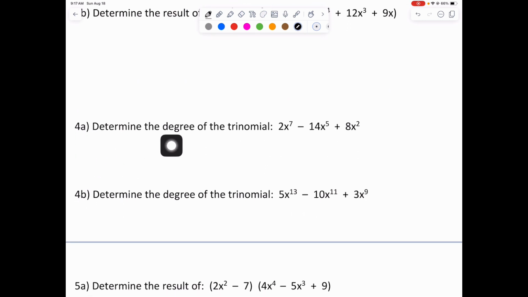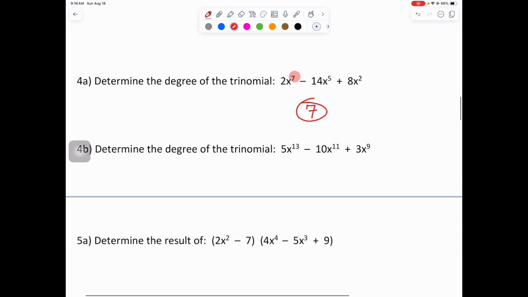All right, 4A, determine the degree of the trinomial. 2x to the 7th minus 14x to the 5th plus 8x squared. Very simple one for us on this one, guys. We're just looking for the greatest exponent. In this case, it's a 7. So our answer is 7. And yes, they even gave you a practice for this one, even though I'm 100% certain that everyone will nail it. And probably nail them all for an A on this first one if Susie shares out her review.